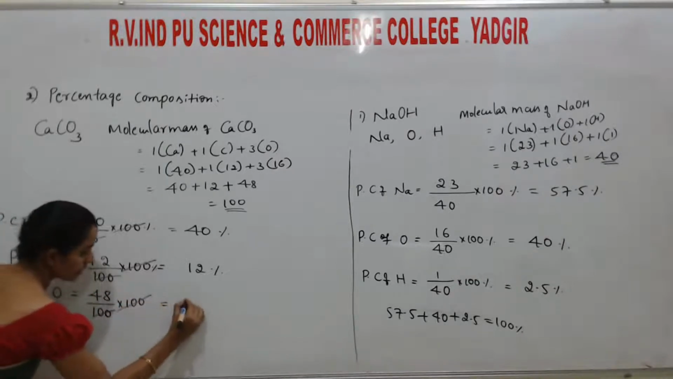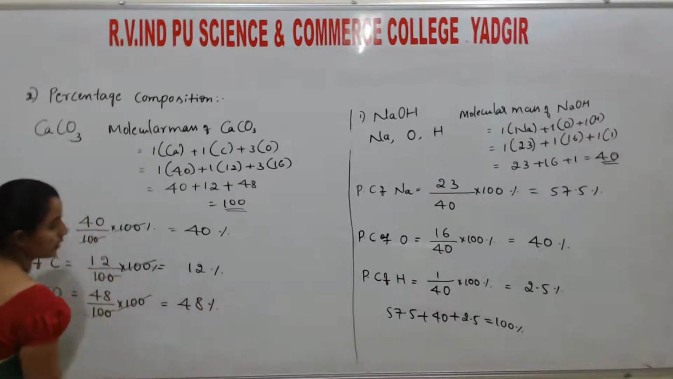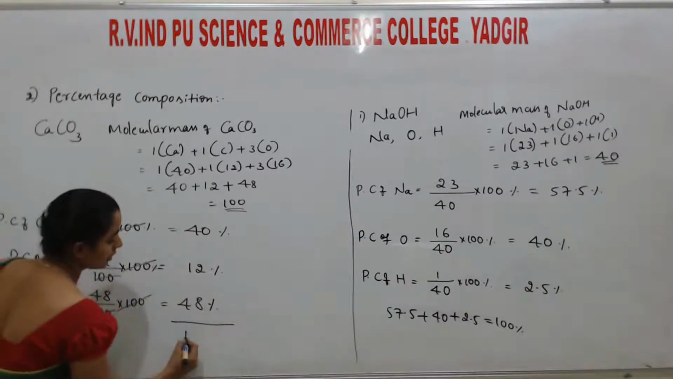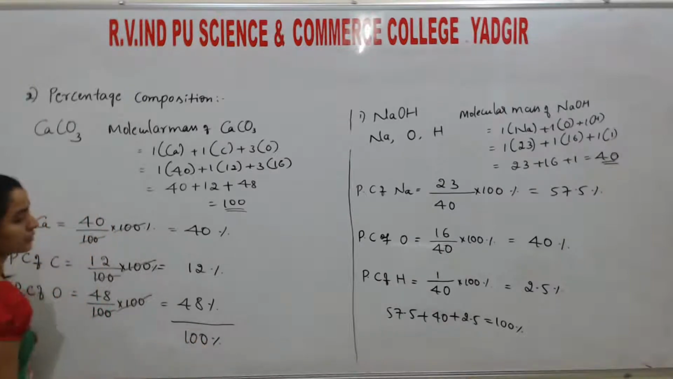So it will get cancelled, that is 48%. If you add all these, you get 100%, students. Okay, this is the way to calculate the percentage composition of the respective atom.